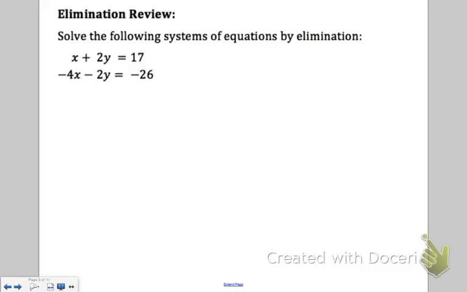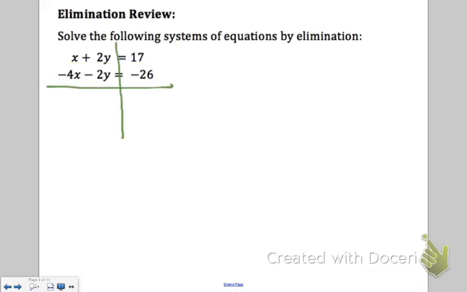One of the first things that we're looking for when we're solving equations using elimination is that x and y are on one side of the equal sign. We call that standard form. So we would have x plus 2y equals 17, so this one is in standard form. Negative x minus 2y equals negative 26. This equation is also in standard form.